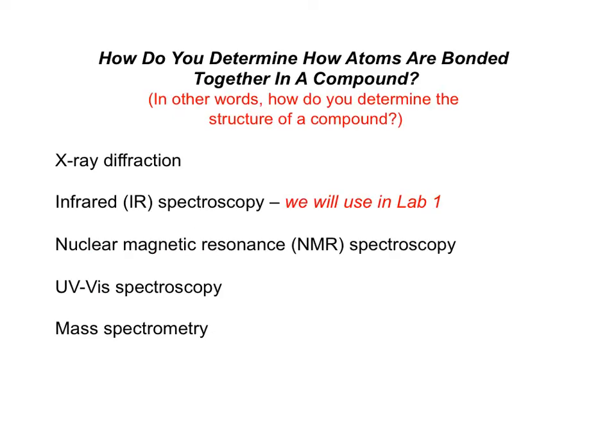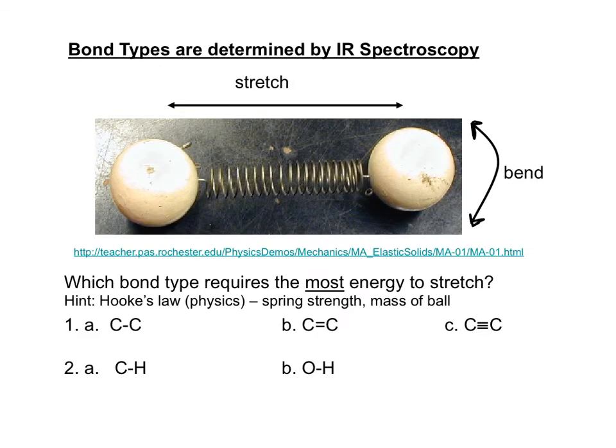How can we figure out which functional group is in an organic compound? One way is to determine the structure of the compound. Here are 5 experiments to help us do that. Let's focus on infrared spectroscopy. When a compound is exposed to infrared radiation, bonds will stretch or bend. It takes a different amount of energy to stretch or bend a bond depending on the atoms in the bond and the type of bond. Stop the video and make your best guess which bond type requires the most energy to stretch.